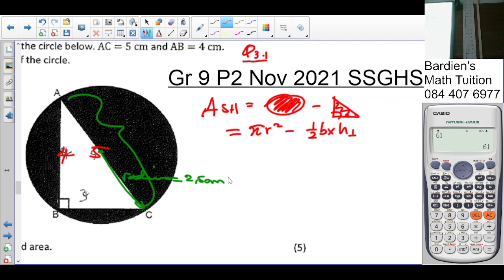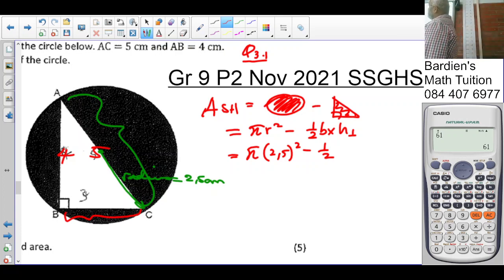Okay. So it's going to be pi times 2.5 squared minus a half. Now you see we don't have the base. The base is BC. Because the perpendicular height is 4, standing at 90 degrees to the base. So how do you calculate BC? By using Pythagoras. Firstly we say 5 squared is equal to BC squared plus 4 squared.